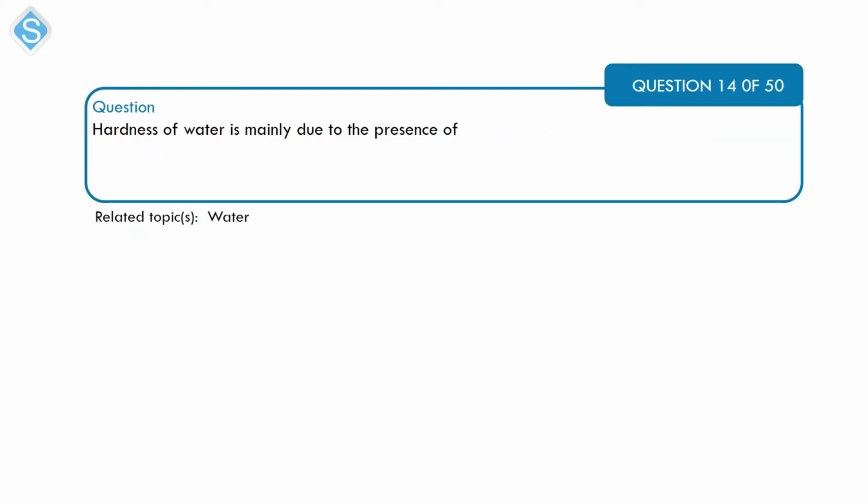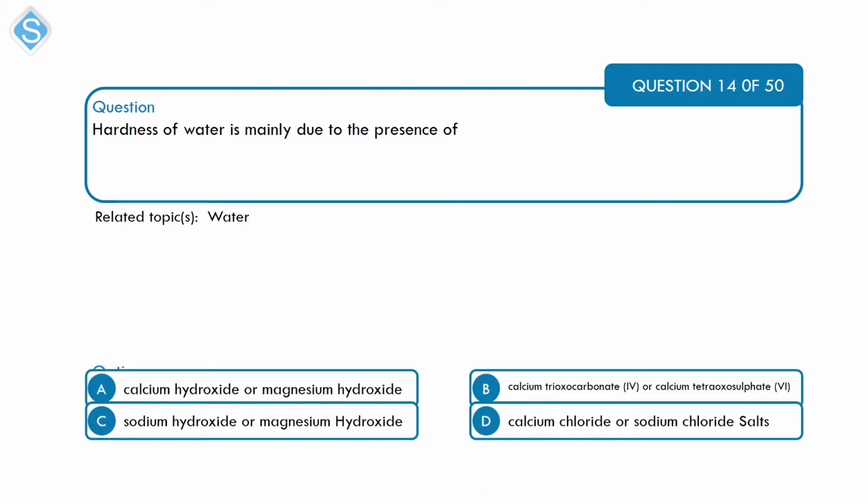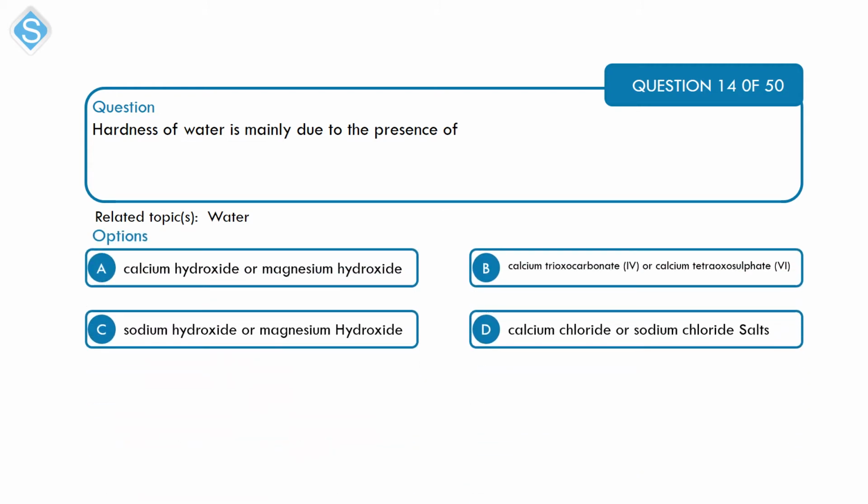This is another question on water. Hardness of water is mainly due to the presence of A, calcium hydroxide or magnesium hydroxide, B, calcium hydrogen carbonate or calcium tetraoxosulfate, C, sodium hydroxide or magnesium hydroxide, and D, calcium chloride or sodium chloride salts.